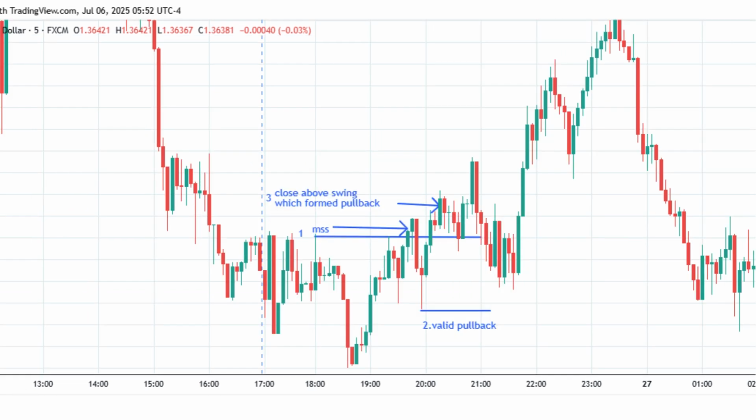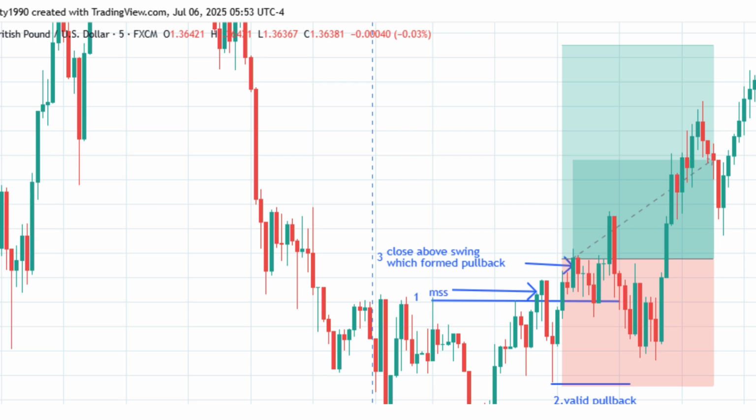Traders, in our third entry setup we wait for the price to give MSS and then wait for the price to give a valid pullback. One could directly execute when price closes above the swing which formed the pullback. Traders never take a trade if the pullback is incomplete or price does not close above the swing of the pullback.